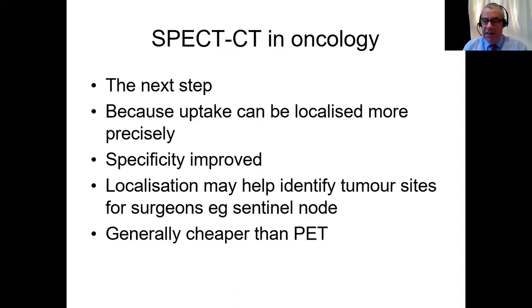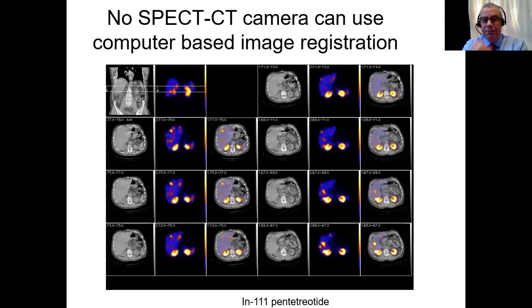So the next step is to add this to CT, because it enables us to localize any uptake more precisely and improve specificity. This localization can help to identify particular tumour sites, which may be useful for surgeons, for example for sentinel node studies. Generally, CT machines and the tracers are cheaper than those used in PET.